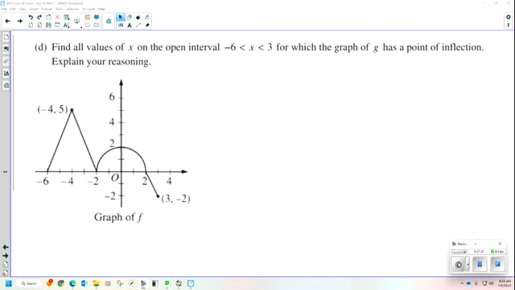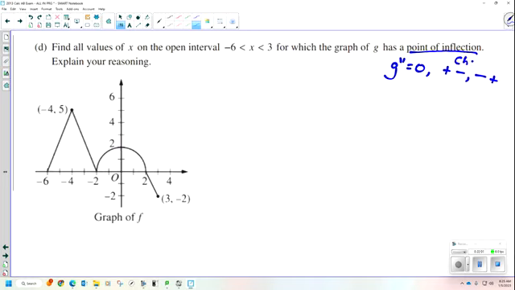And the last part of 5D. Find all values of x on the open interval from -6 to 3 for which the graph of g has a point of inflection. Explain your reasoning. This one has to be words. Okay, explain. All right, let's explain. Let's start by breaking down the problem. Point of inflection. That only happens when the second derivative is equal to 0. And again, the signs, positive to negative or negative to positive, have to change.